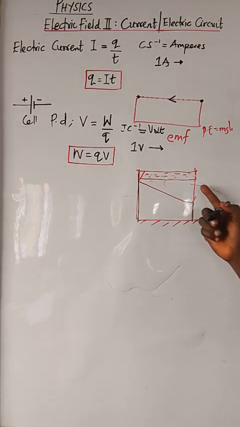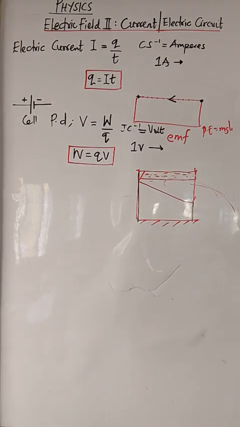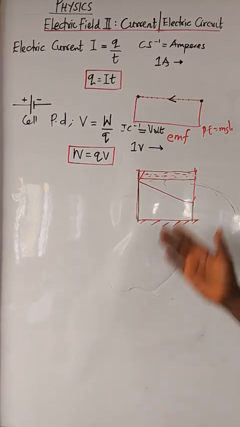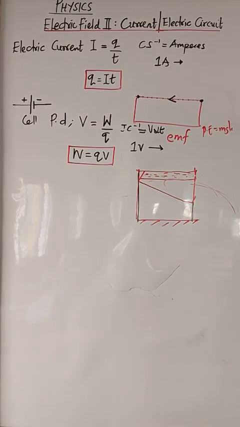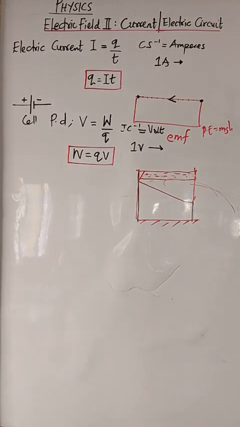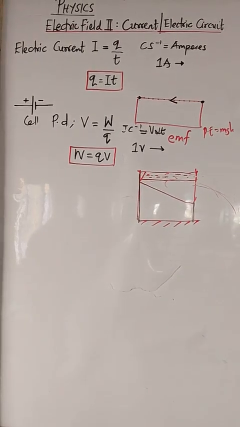So this water flowing, what are they? Charges. Your hand moving this thing is like the source of the EMF that moves the electrons. So the more you tilt it, the more the water flows out. So before electrons can flow, there must be a potential difference.